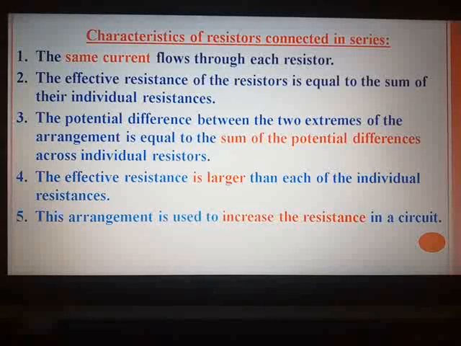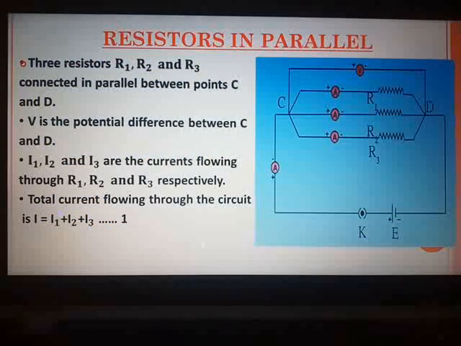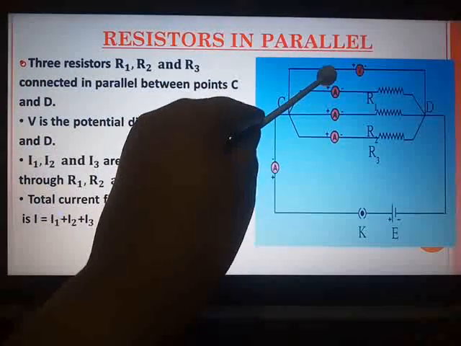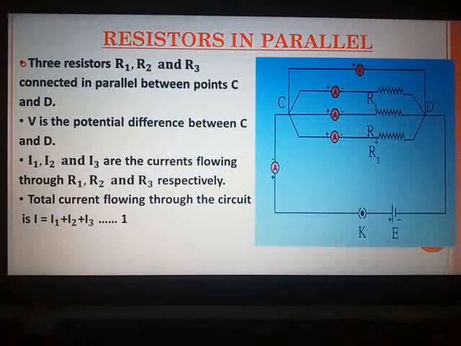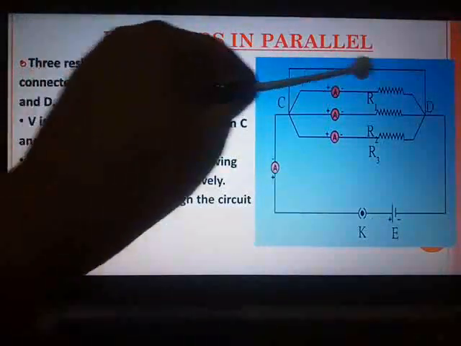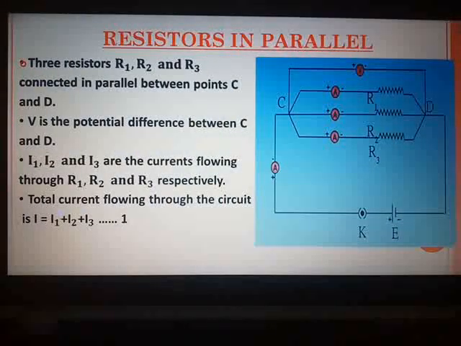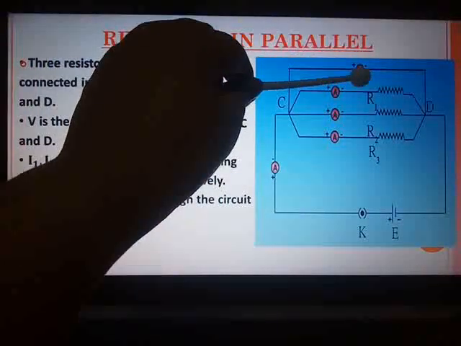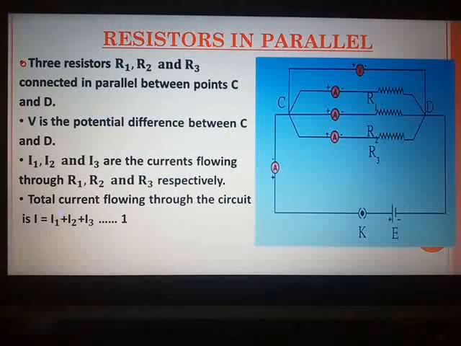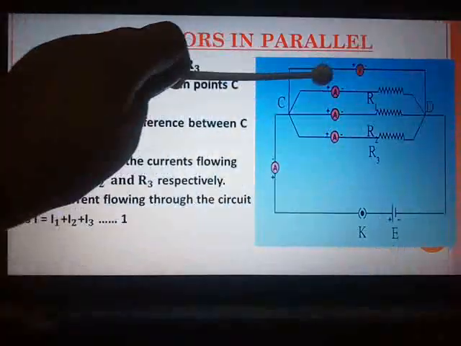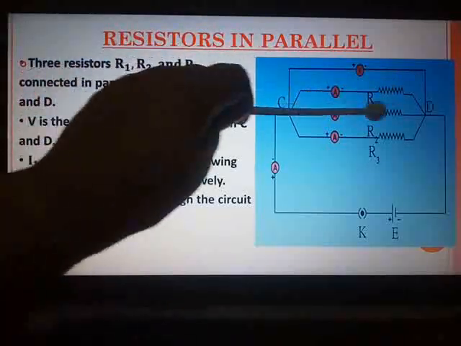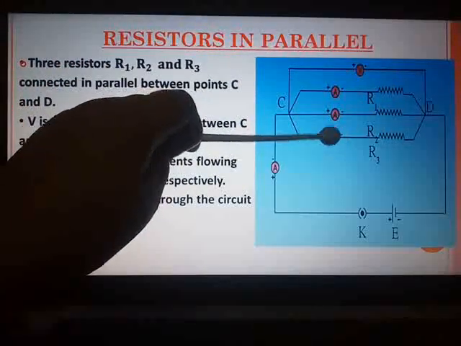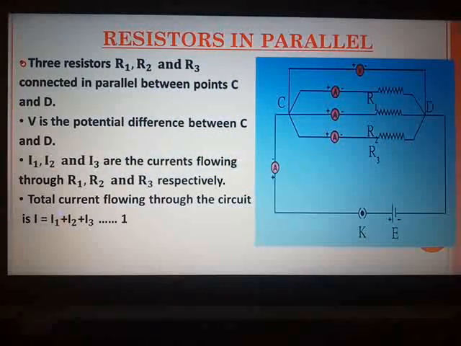Now let us revise the derivation for resistors when they are connected in parallel combination. Here you can see why they are connected in parallel, because their ends are connected at both the sides. So we can say that R1, R2 and R3 are connected in parallel between points C and D. You can relate geometry, you know parallel lines. You can see it in the form of parallel lines between points C and D. Hence we can say that the resistors are connected in parallel.